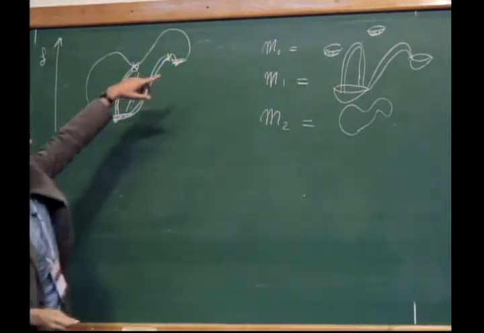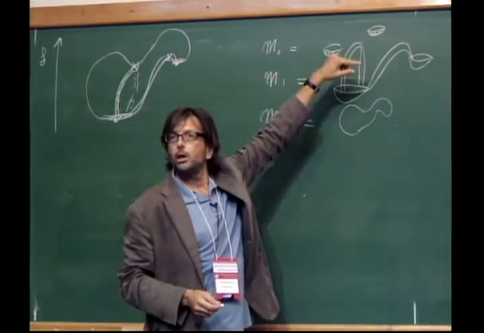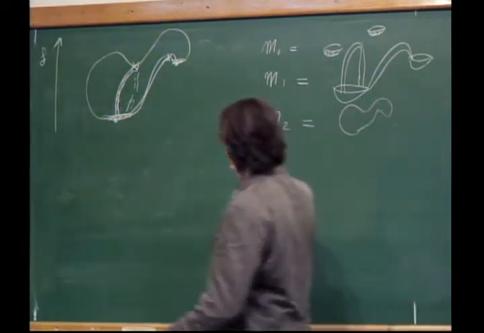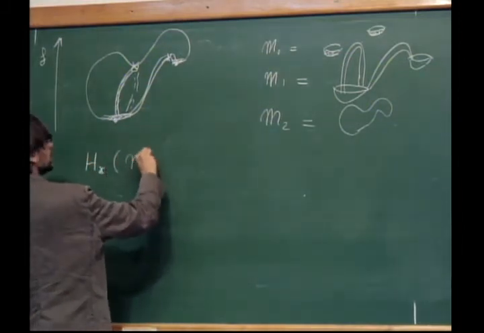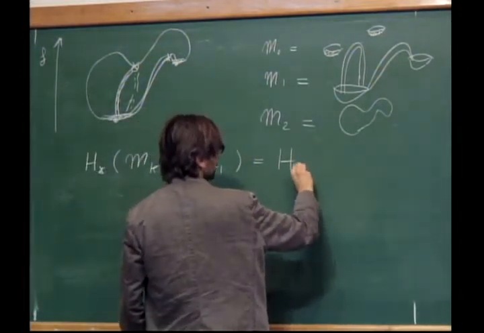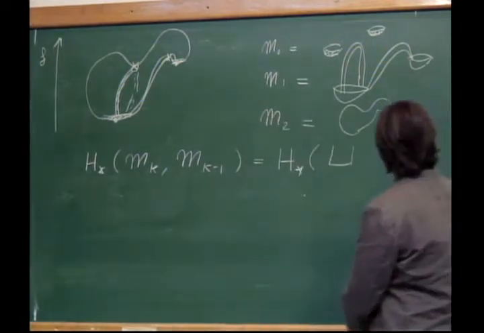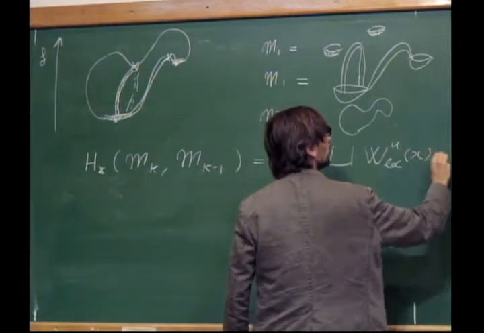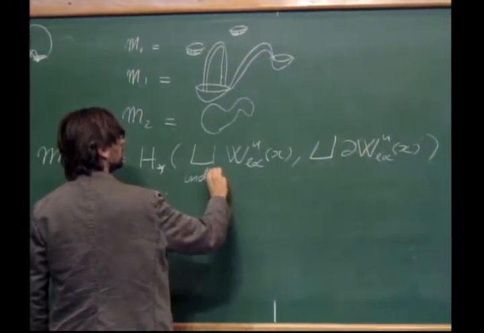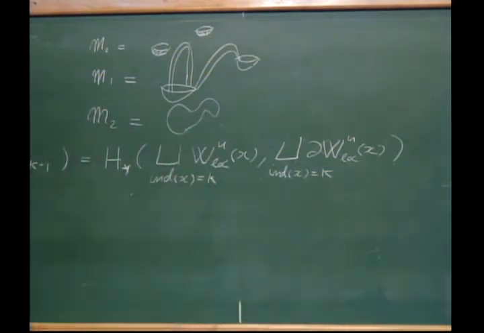Okay? And so from this picture, it's easy to see that when you pass from Mk minus 1 to Mk, what you do is you're attaching k-dimensional cells, and that's the usual thing of Morse theory. So the thing is that H star of Mk modulo Mk minus 1, using excision, is the same as H star of the union of local unstable manifolds modulo their boundary, where these are critical points of index exactly k.